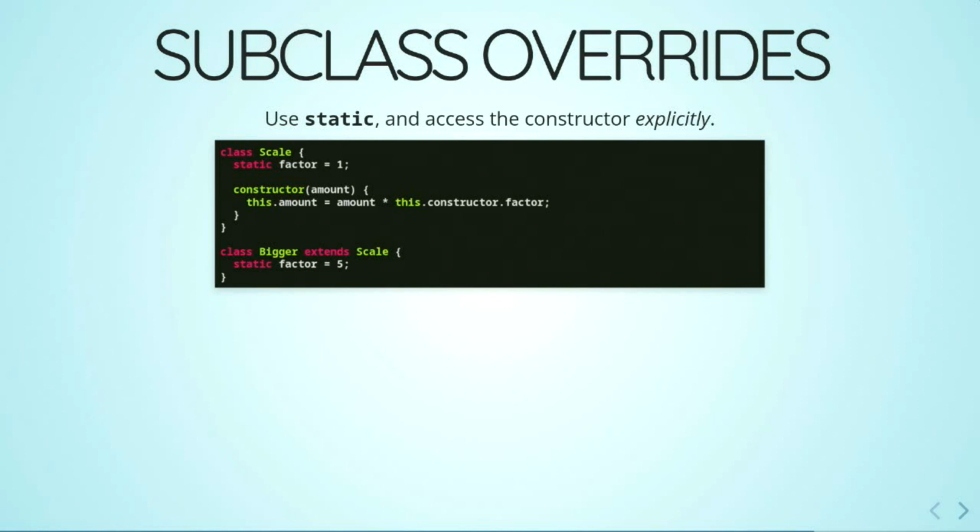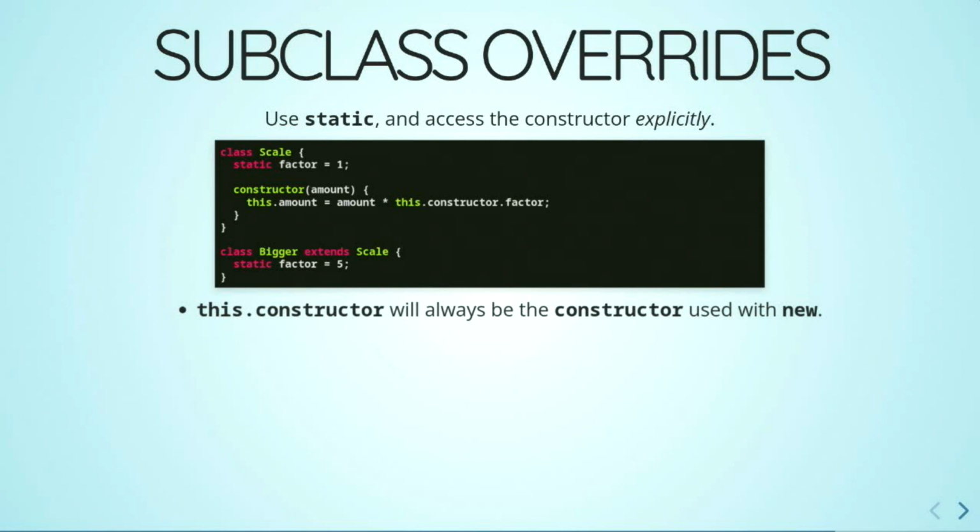So here's an example of that code rewritten. We have a static factor instead of factor. And here in our code, we say this.constructor.factor, we're referring to whichever constructor was used during the construction initially of this object. So it will always be the constructor that was passed to new, rather than the current constructor that we're calling.